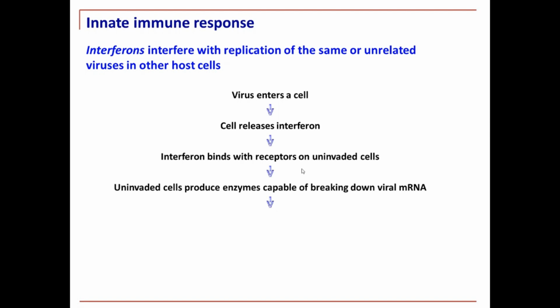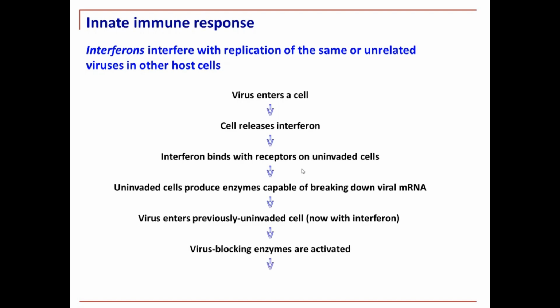So like I said, the uninvaded cells are now induced or stimulated to produce enzymes that break down viral messenger RNA. And now, so the virus from this other cell enters this previously uninvaded cell that has been activated with interferon, and these virus-blocking enzymes have been activated. So the virus is now unable to multiply in the newly invaded cells. So those cells can go on and live a happy, jolly life. And we don't have any new viral proteins being made.